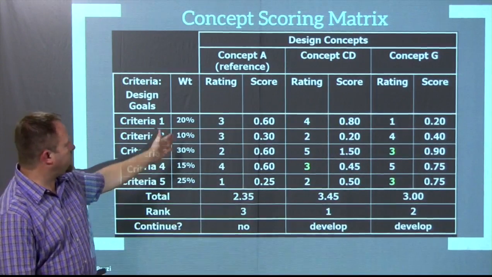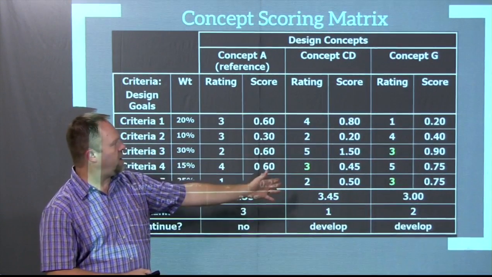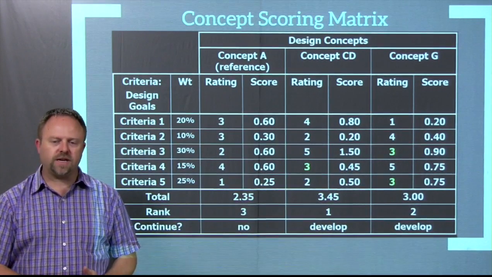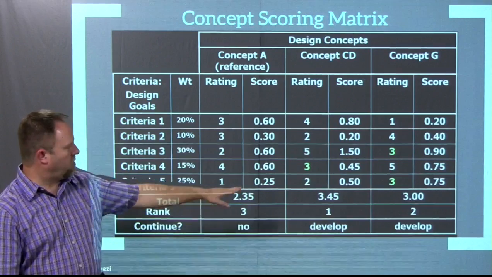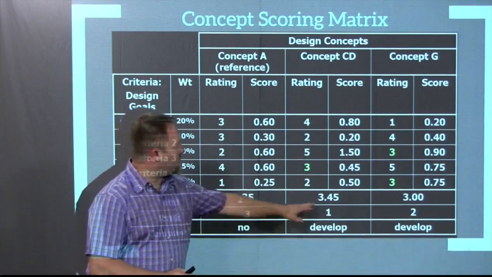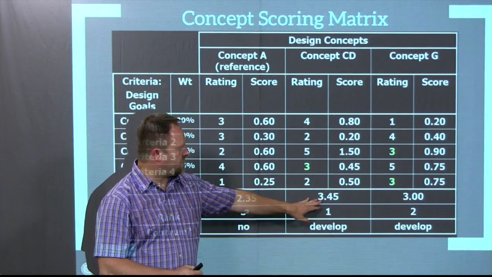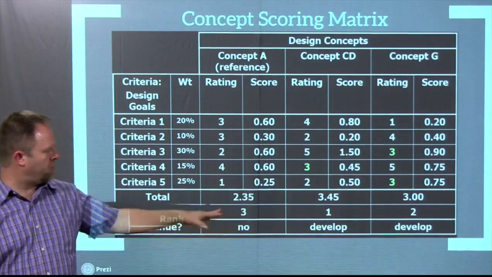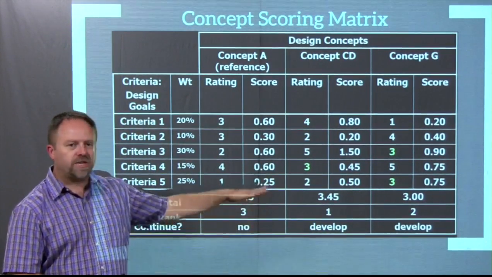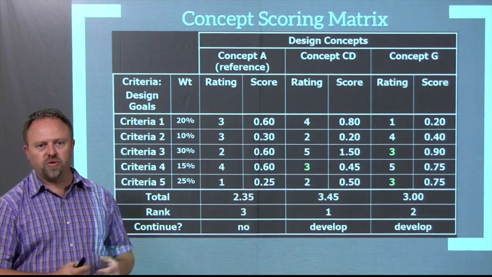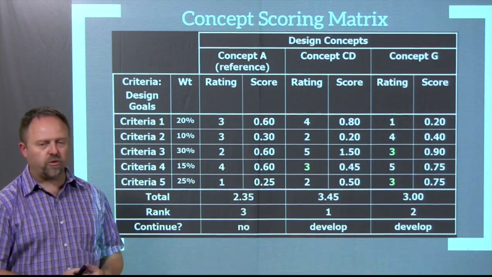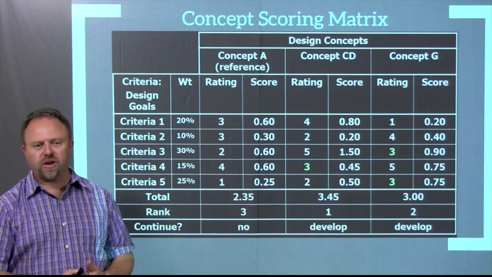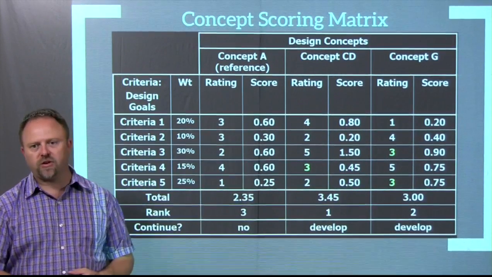And you do that same thing, the weighting factor times the rating to get the score, and add up the score for each of those concepts. And you can get an overall ranking. So it seems like this combined concept seems to be the best. Concept G wasn't too far behind, so maybe we want to develop both of those concepts a little bit further before we rule one of them out. Maybe we can do some more in-depth analysis to help us make that decision, or look at some other criteria that we haven't included here yet.